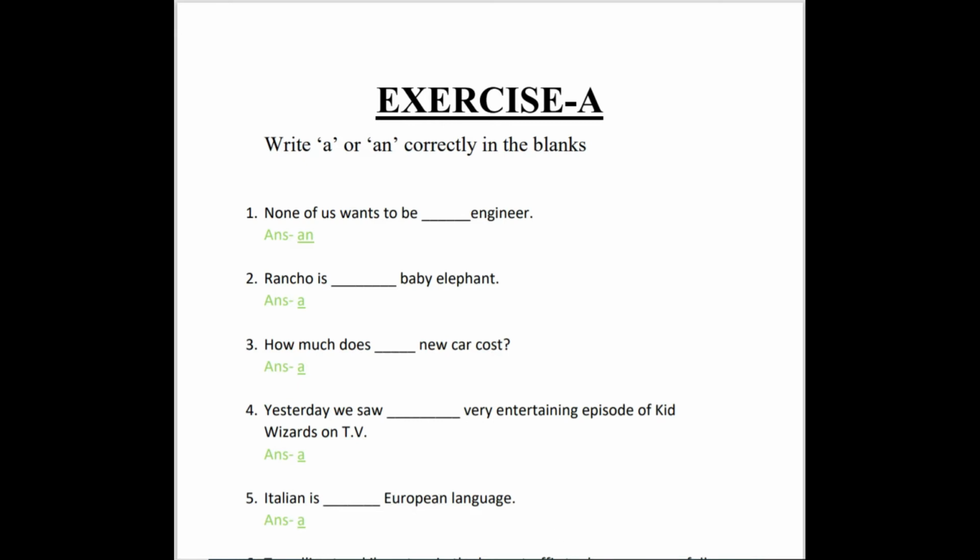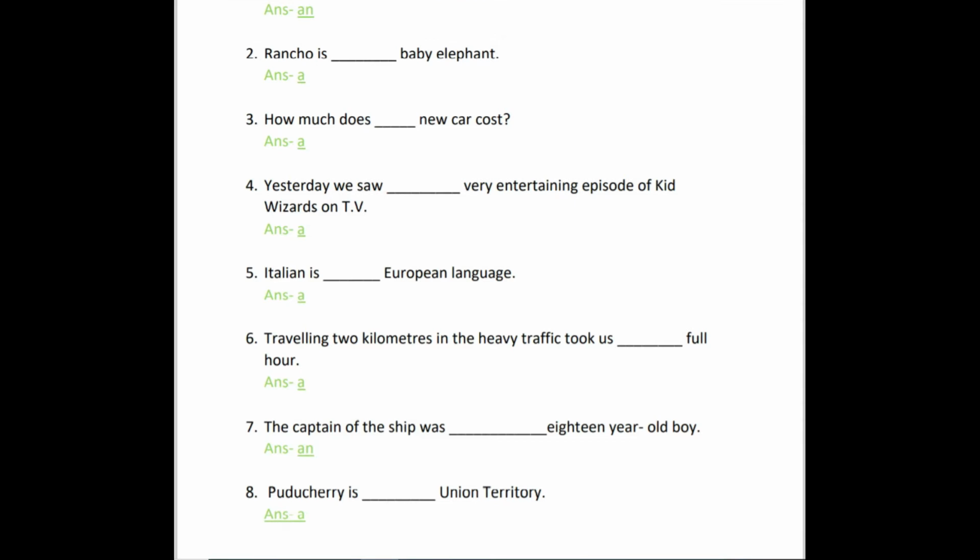Now comes number 6. Traveling 2 kilometers in the heavy traffic took us dash full hour. A full hour. Number 7. The captain of the ship was dash 18-year-old boy. So what should be the correct answer? A 18-year-old boy or an 18-year-old boy? Yes, it should be an 18-year-old boy because it is written with a vowel sound. So the correct answer is an 18-year-old boy.